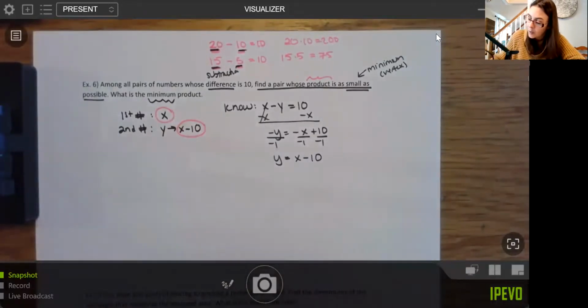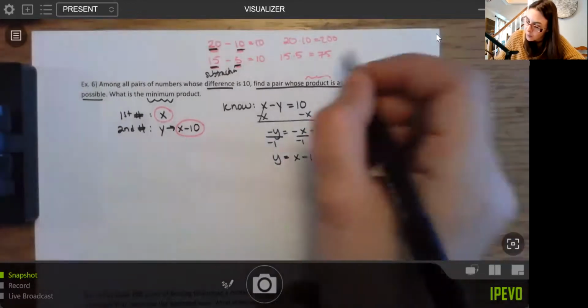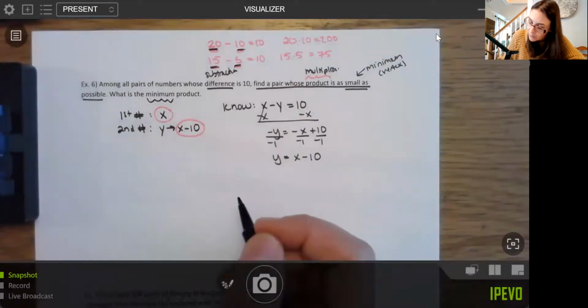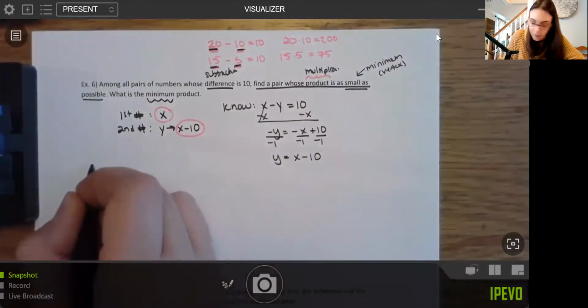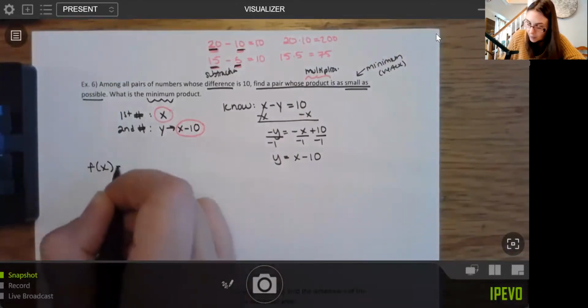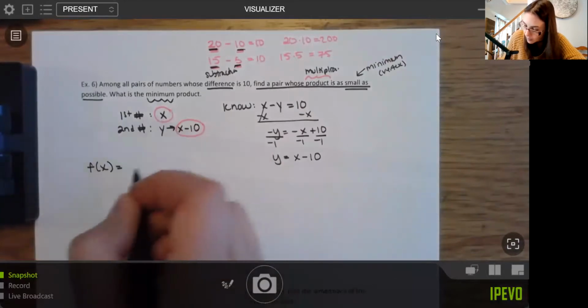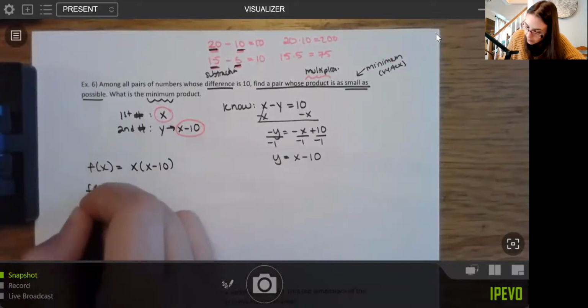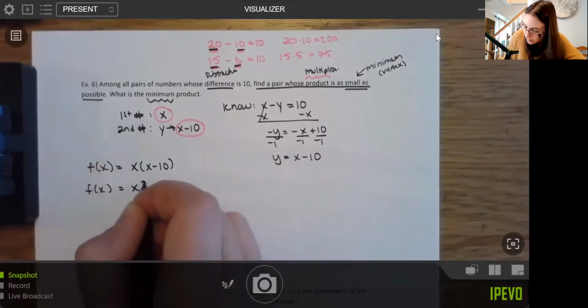Now, the other thing I know is I want their product to be as small as possible. Well, remember, product means multiplication. So the function that I'm going to use here is going to be a product function. And I'm going to multiply my two values together, x and x minus 10. And when I do that, and I simplify, I get x squared minus 10x.